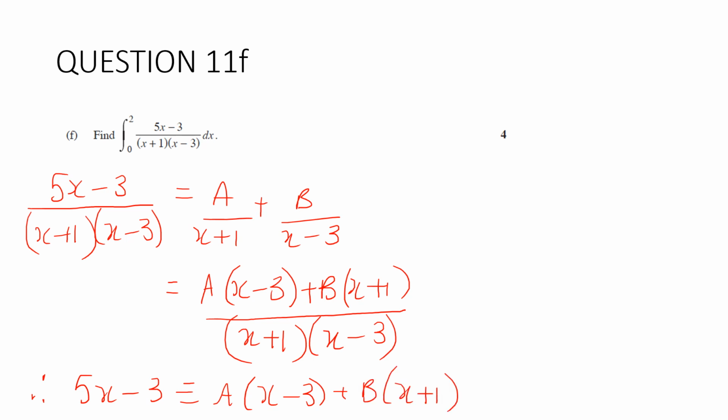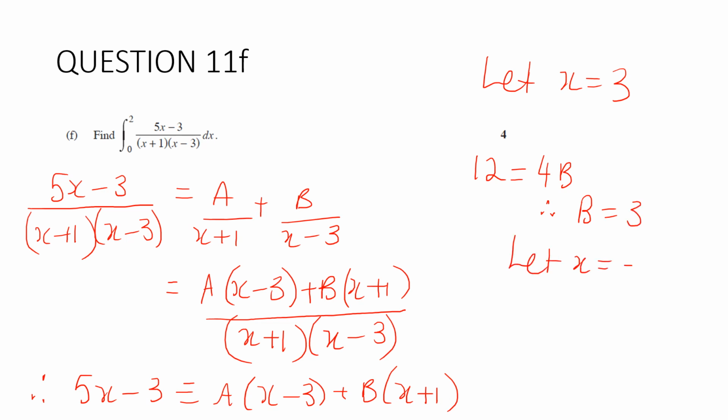So we'll let x equal 3. So that gives us 15, take away 3 is 12, is equal to 4B. So therefore B is equal to 3. And then we'll let x equal negative 1. So we've got negative 5, negative 8 is equal to negative 4A. Therefore A is equal to 2.